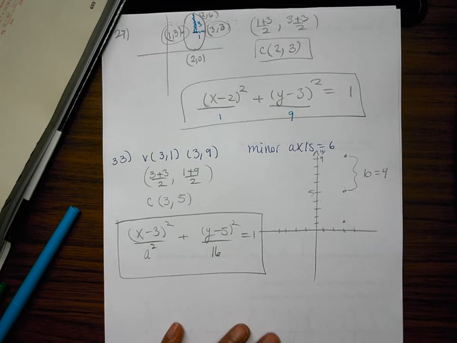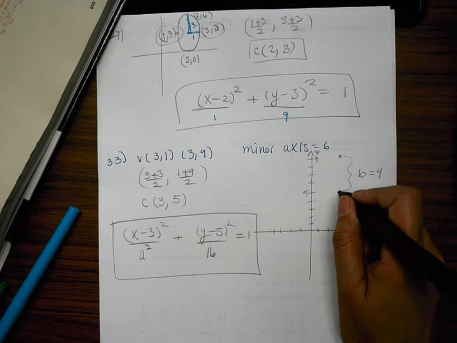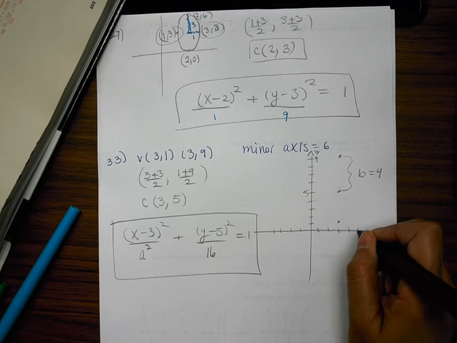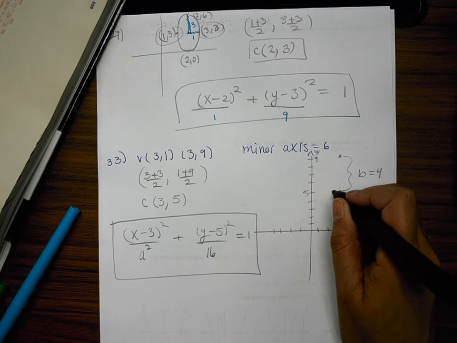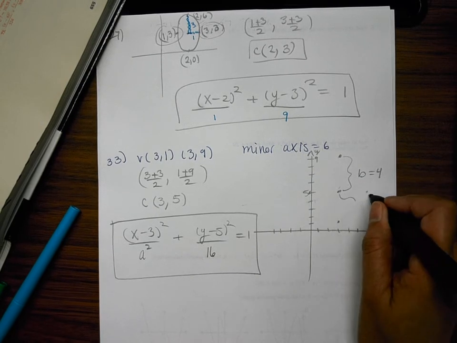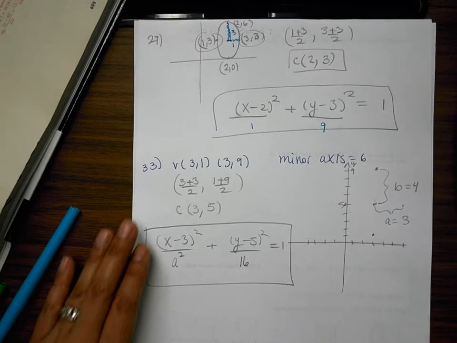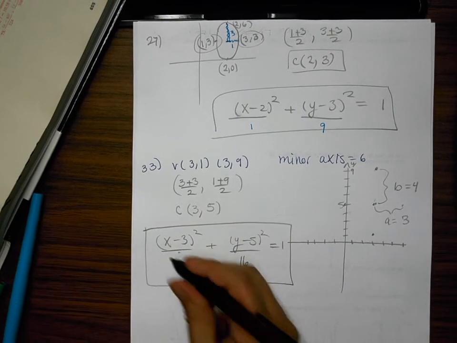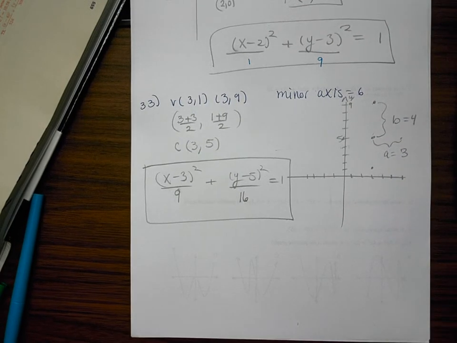I know the length of the minor axis is 6. So from the center, I'm going to go out 1, 2, 3 in each direction. So that means this a value is 3, and 3 squared is 9, so 9 goes here. And that there is your answer for 33.